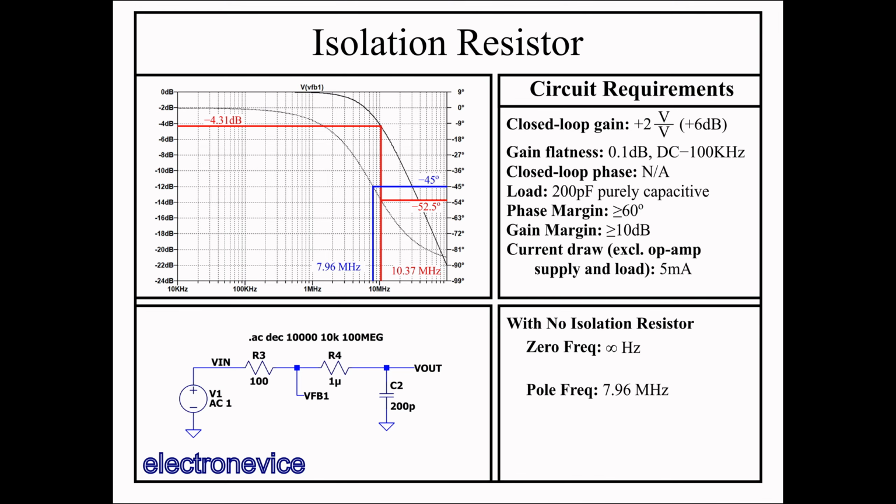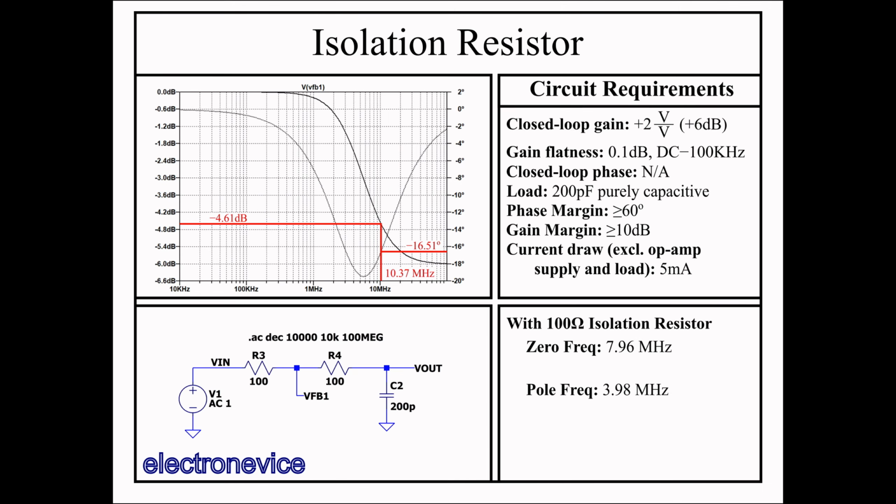Selecting the value of our ISO to be 100 ohms, just like Z out, will halve the frequency of the pole and introduce a zero at 7.96 MHz. Let's plot it to see what kind of phase we get at 10.37 MHz. Phase is negative 16.51 degrees, which is an increase by about 36 degrees, far more than the 14 degrees we needed to meet our requirements.